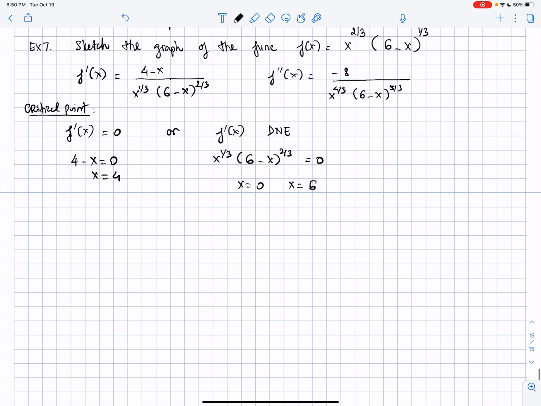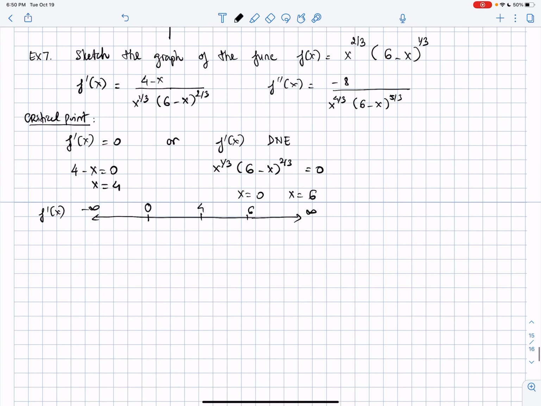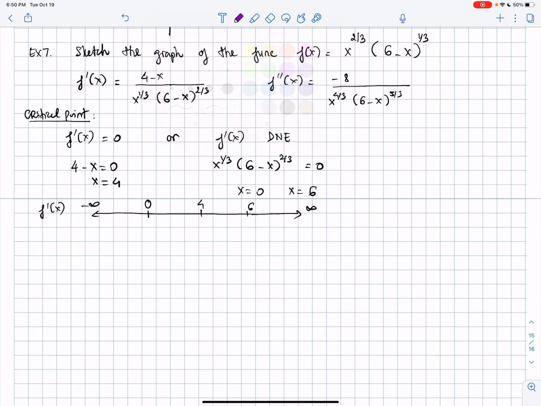Now we find the local minimum or maximum by looking at the sign of f prime. So we have negative infinity and positive infinity, and we have 3 points: 0 here, 4 here, and 6 here. Then we test points in each interval. For example, you can test negative 1, 1, 5, and 7.